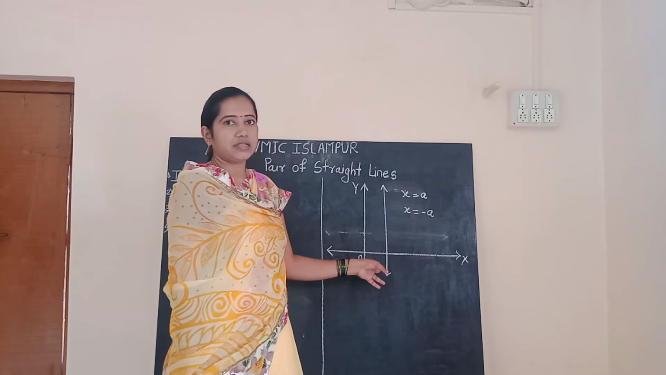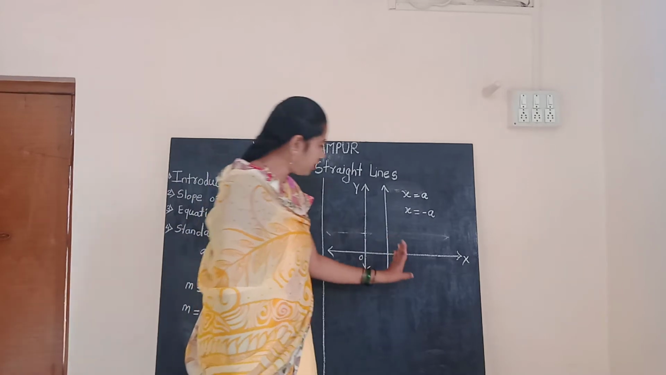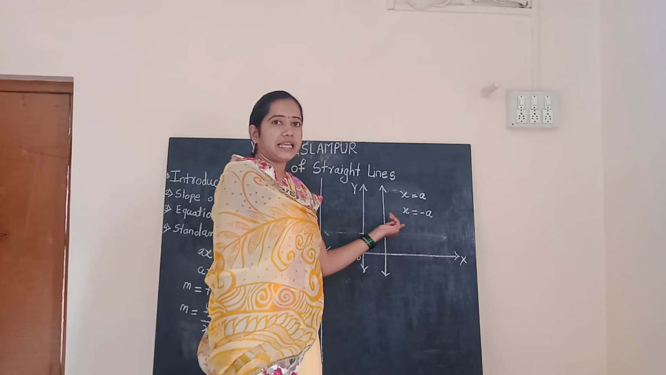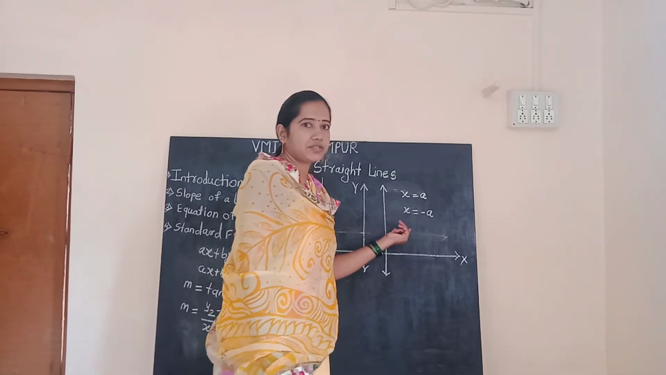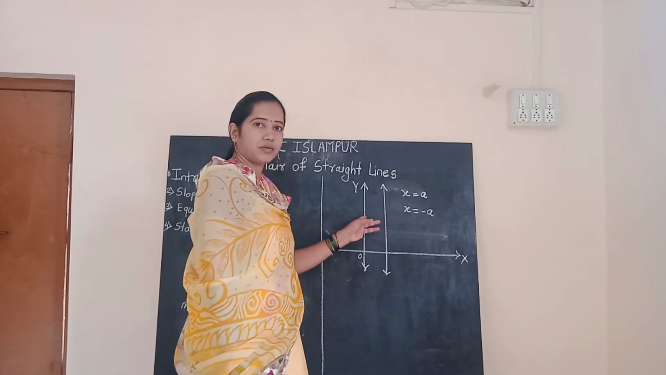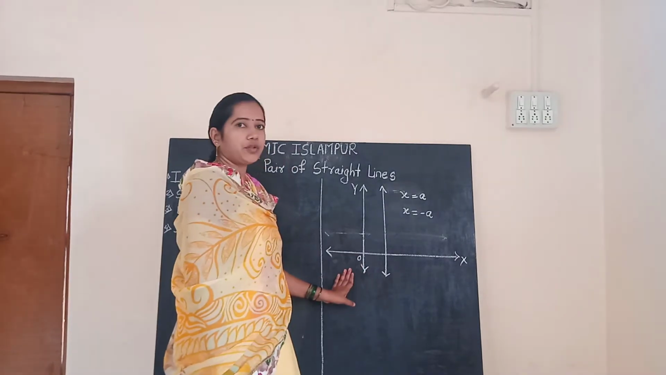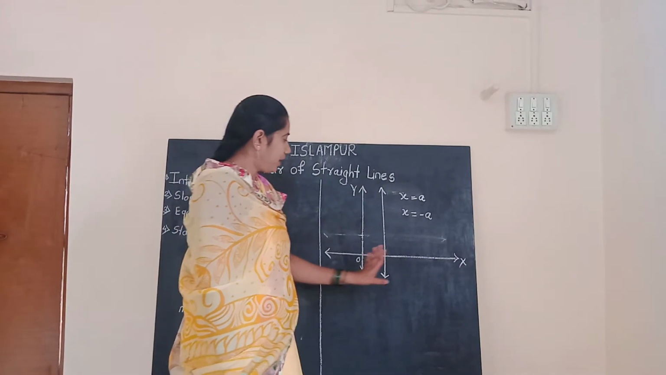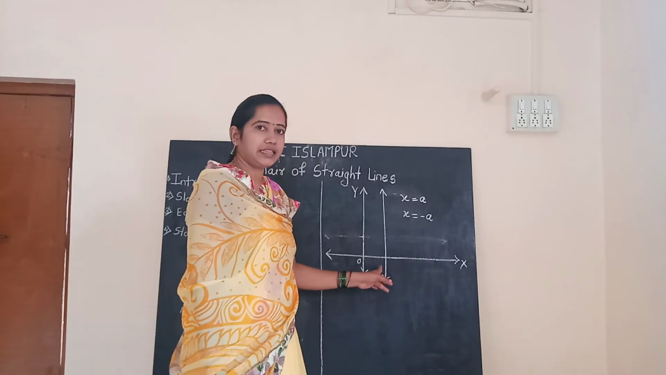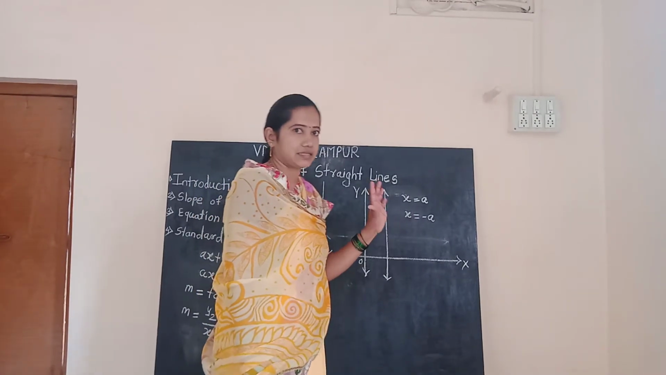We know the quadrants. There are four quadrants: first quadrant, second quadrant, third quadrant and fourth quadrant. In the first quadrant, the x coordinate and y coordinate are both positive. In the second quadrant, x is negative and the y coordinate is positive. In the third quadrant, both coordinates are negative. In the fourth quadrant, the x coordinate is positive and the y coordinate is negative. So these are lines parallel to the x axis and y axis.